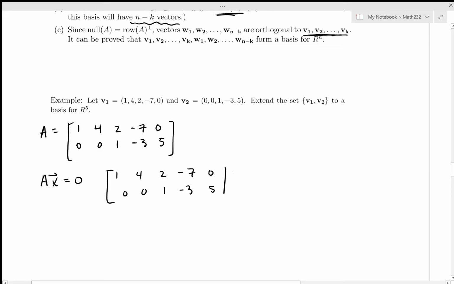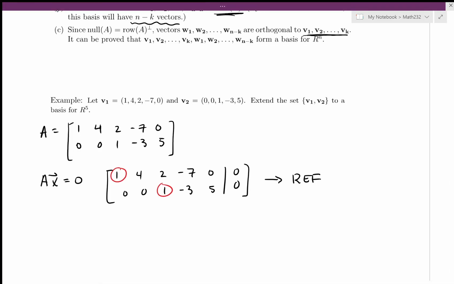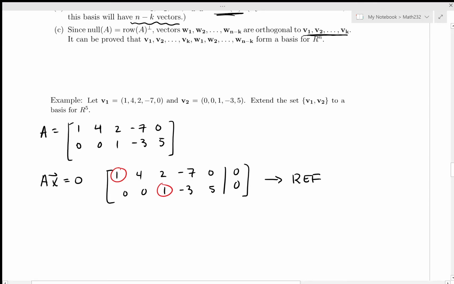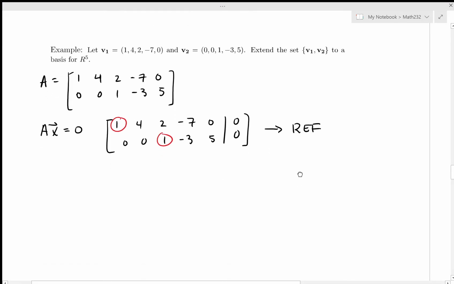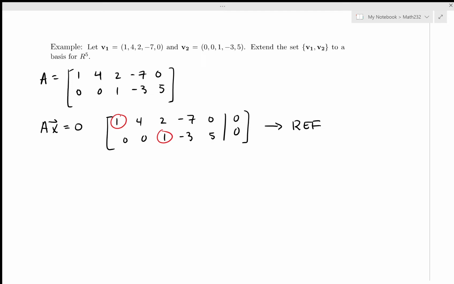We augment it with 0, 0, and then we would perform the Gaussian elimination, and we would maneuver until we get to reduced echelon form. Mercifully, this one is already in reduced echelon form, so we don't have to do any Gaussian elimination steps. We have our 2 leading variables right there. So then we can identify what the vectors x look like that are in the null space.